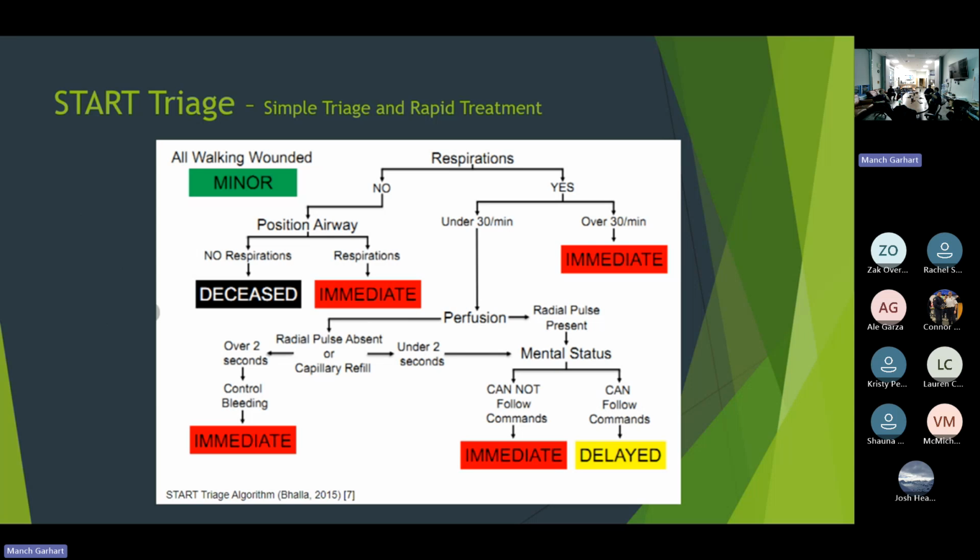30, 2, can do is the algorithm I really like to think about. 30, 2, can do. Breathing 30 times a minute or less. So greater or less. 2 seconds on cap refill. Greater or less. Can do. Can they follow simple commands? 30, 2, can do. That's my mantra when I'm in that high stress situation of trying to figure out triage.